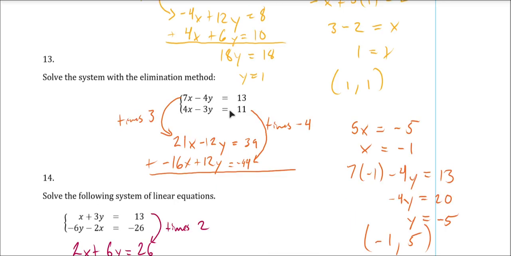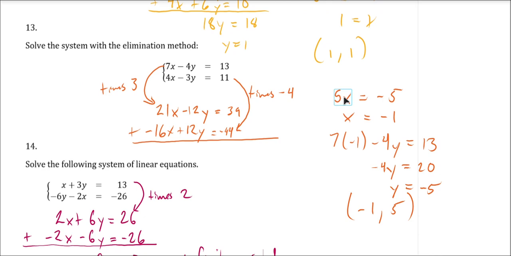Here we have an equation that we can still solve by elimination, but there's no single multiplication of numbers that's going to do it for us. No whole number multiplication anyway. The easiest thing I think to do here is simply manipulate both equations. If I multiply this one by 3 and this one by minus 4, I'll wind up making the y's opposite from one another. Then when I take the sum, I'll wind up with 5x equal to negative 5, which tells me x is negative 1, and substituting back into one of the equations and solving for y, we get minus 5.